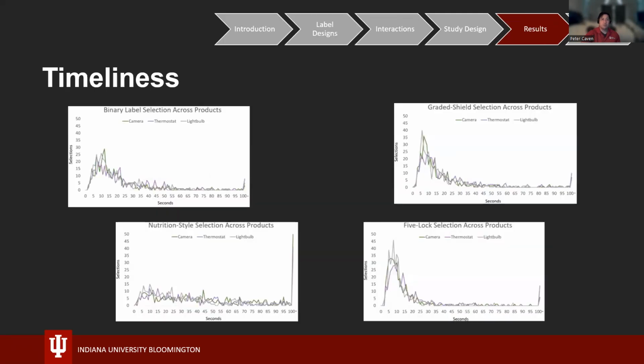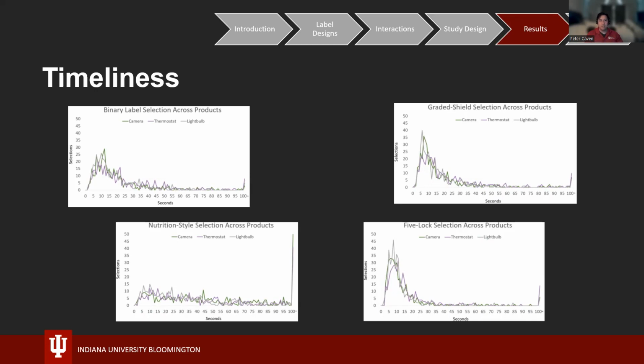So not only should a label support accurate decisions, right? It should provide information in a timely manner. Shorter times are indicative of a label that may be more efficient and user-friendly. If the presented information is clear and comprehensible, it enables users to quickly assess the security quality and make a faster decision. So when we look at three of the labels, the graded shield label at 19 seconds, the 5-lock label at an average of 19 seconds, and the binary label with an average of 22 seconds, they're all relatively the same.